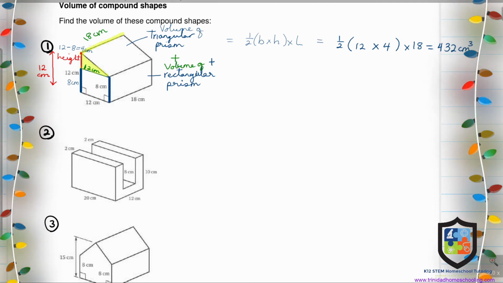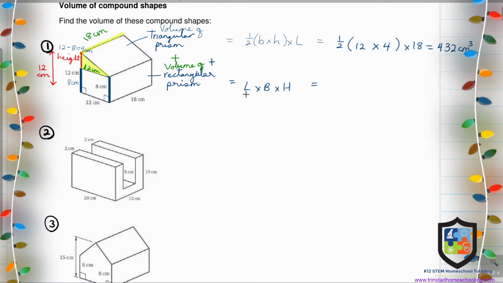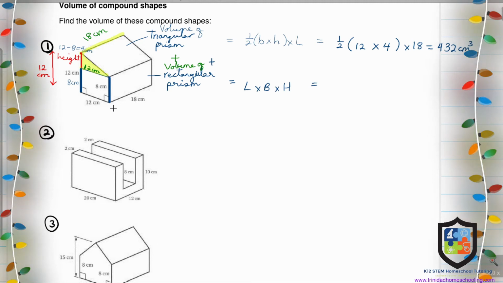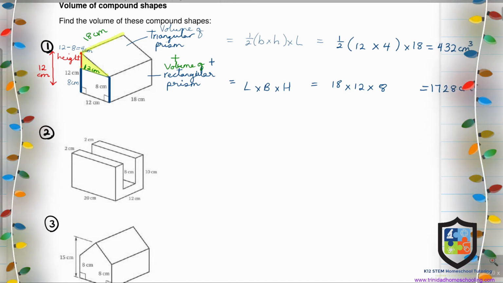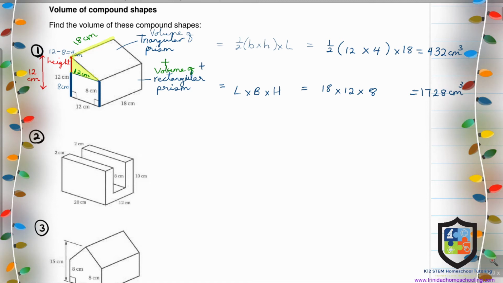And then we're going to add now the volume of the rectangular prism. So the formula for the volume of a rectangular prism was the length by the breadth by the height or the depth. Our length is going to be the longest side, the 18. The breadth is going to be here, or 12. And the height is only going to be of the rectangular part, which is this 8 centimeters here. And this is going to be 1728 centimeters cubed.